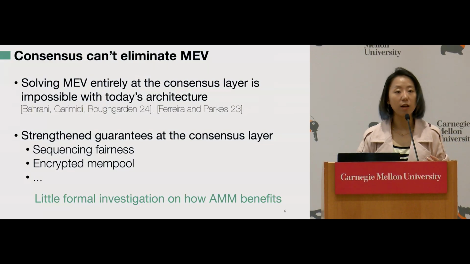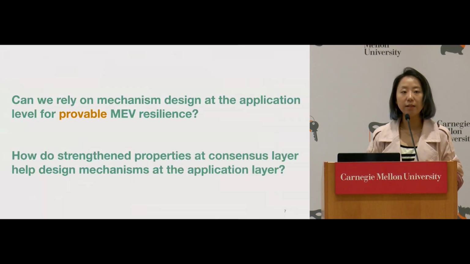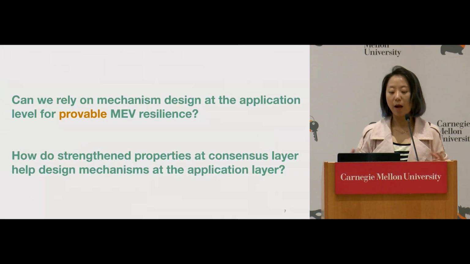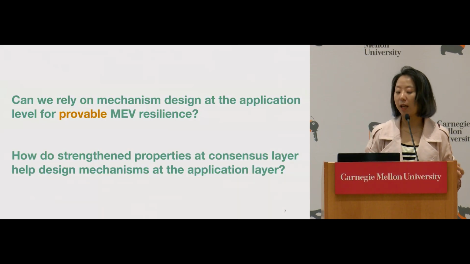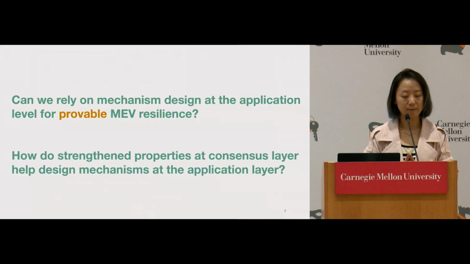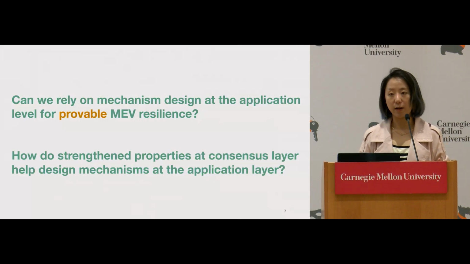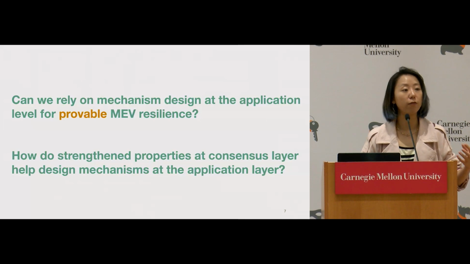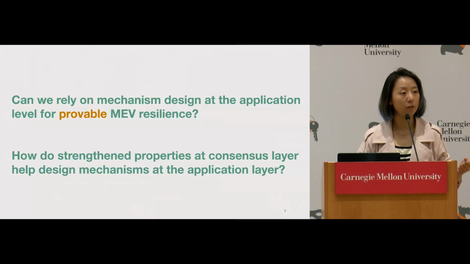So this motivates us to ask the following two questions. First, instead of working solely on the consensus layer, can we rely on mechanism design at the application layer to achieve provable MEV resilience? And second, how do these strengthened properties at the consensus layer, such as fair sequencing, help us design mechanisms at the application layer? What are the extra formal guarantees we can get from these strengthened properties?